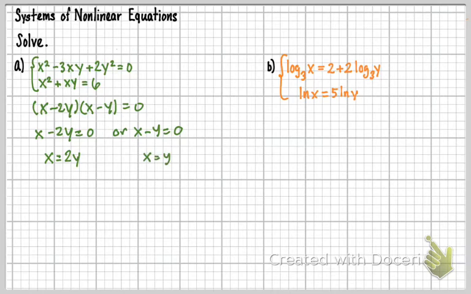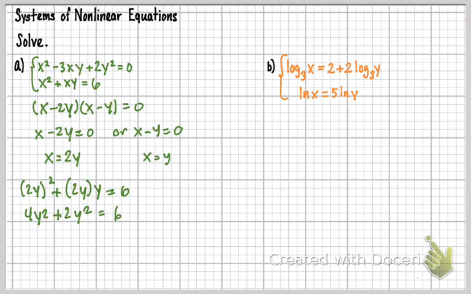So now, since I have this equation from the first equation, I'm going to plug it into the second equation. Wherever I see x, I'm going to plug in 2y. So that's going to be 2y squared plus 2y times y equals 6. So you can see that I just plugged it into the second equation here. And 2y squared is going to be 4y squared plus 2y squared equals 6.